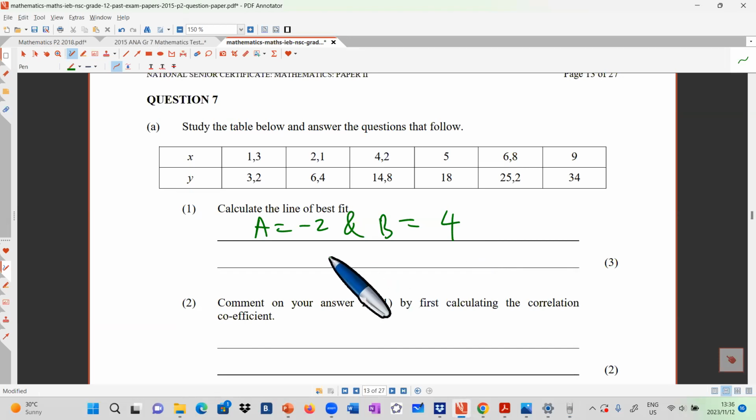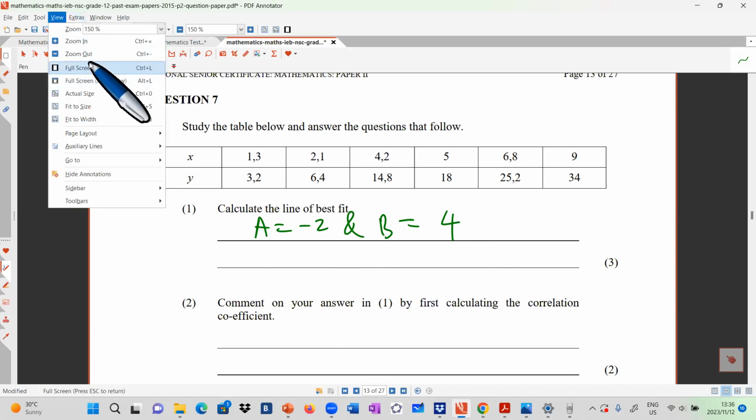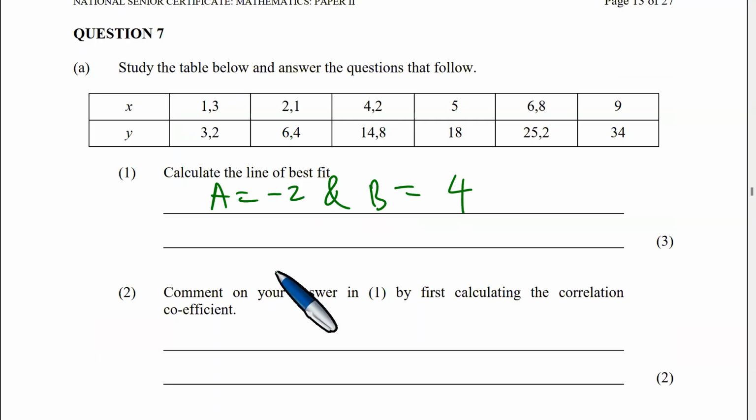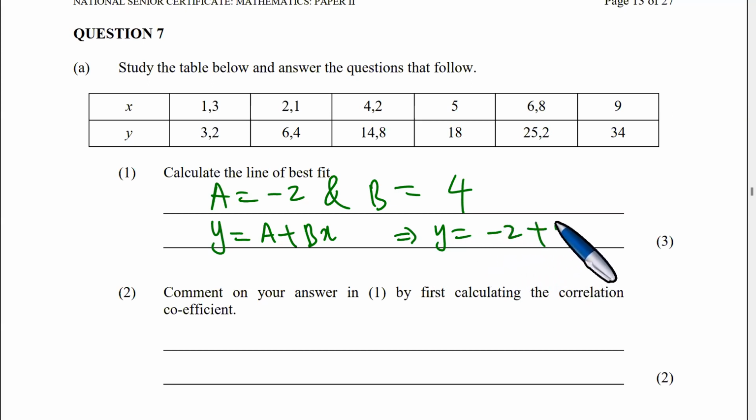Right, so what is the equation of the line of best fit? So let's go full screen for now. Which means therefore at this point, we know that the equation of the line of best fit is y equals a plus bx, and which means therefore it is y equals, what is the a? The a is -2 plus 4x. You can also write your answer as 4x minus 2. We did this last time. No surprises there.